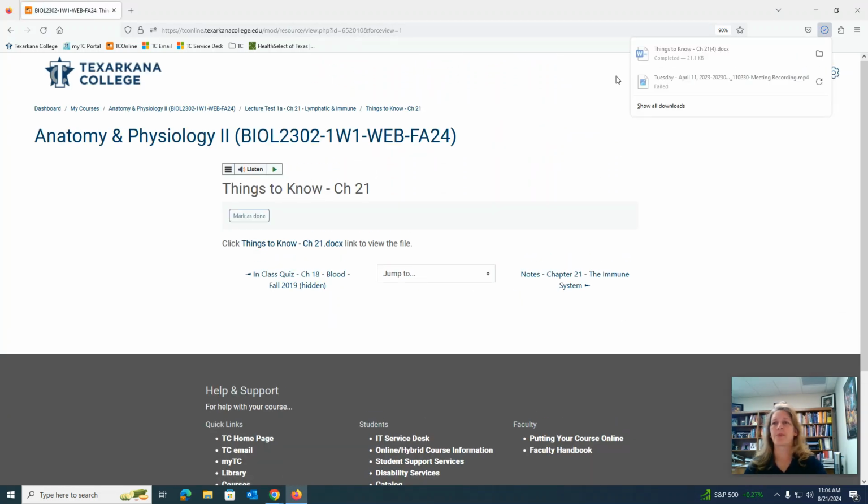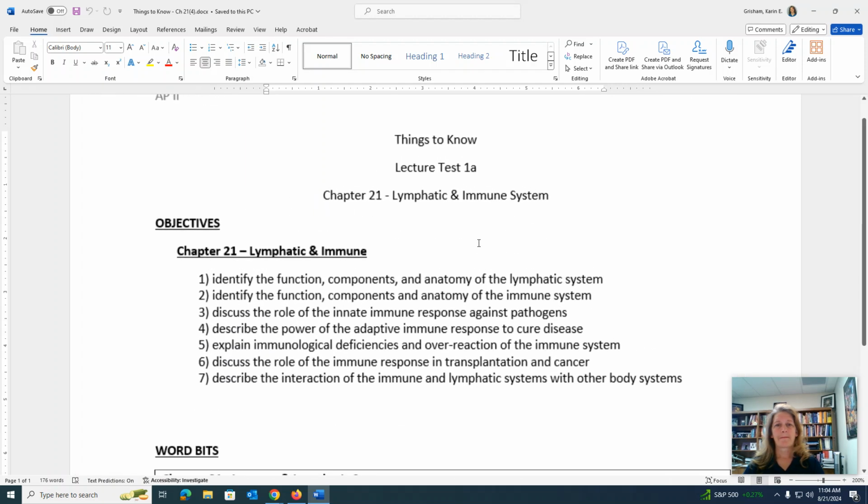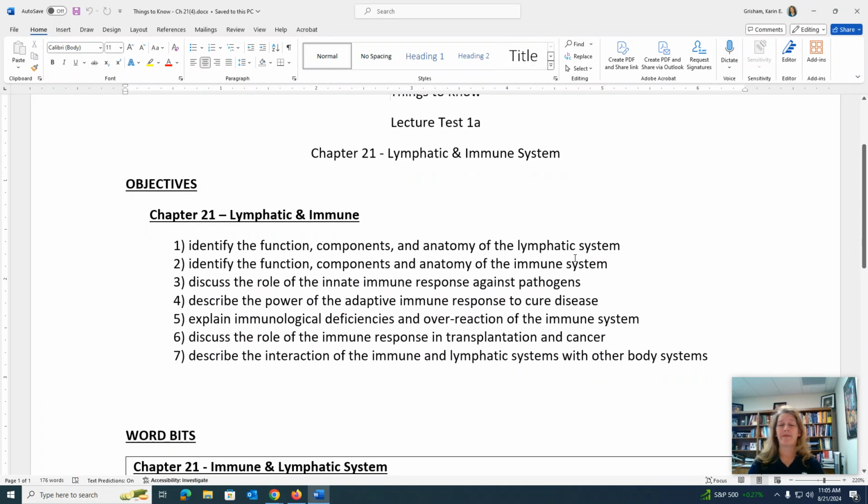So I want to go over this with you all. You would think the lymphatic and immune system wouldn't be too bad. It's actually pretty intense, to be honest. Let's take a look at what you need to know. You're going to need to identify the function, components, and anatomy of the lymphatic system, and the same for the immune system. These two systems are so intertwined it's really hard to talk about one without simultaneously talking about the other. So you're going to see some overlap in content, which in and of itself is a little confusing. That's why they're paired together, because they really overlap in function.